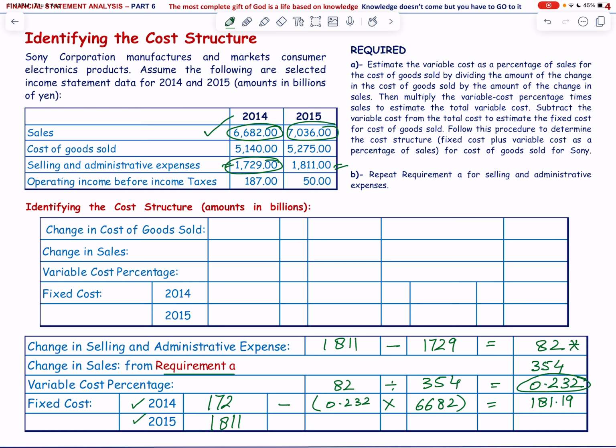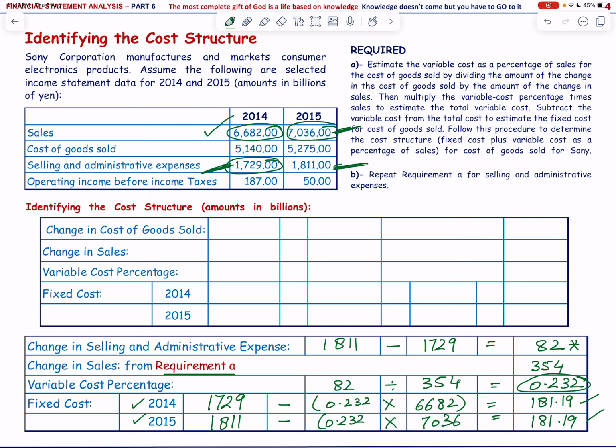The selling and administrative expenses for 2014 was 1729, and for 2015 it is 1811, and once again minus the variable cost percentage, that is 0.232 times the sales for 2015, and that is 7036, and this is equal to, you can see, 181.19.